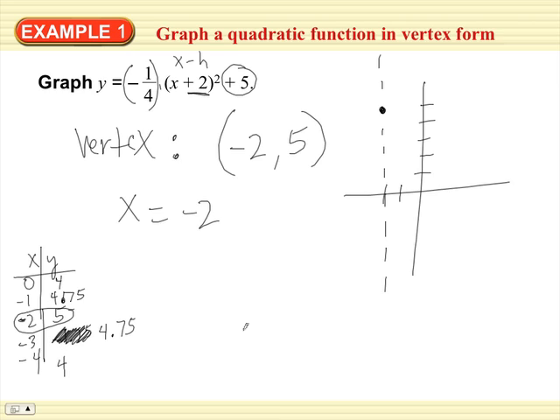Okay. So let's plot these real quick. 0, comma 4. There we go. -1, 4.75, somewhere up here. On the other side of this thing, -3, comma 4.75, and then -4, comma 4. Notice a symmetrical thing here. Draw a curve, please, not an absolute value, but a curve here. Should look something like this on your paper.